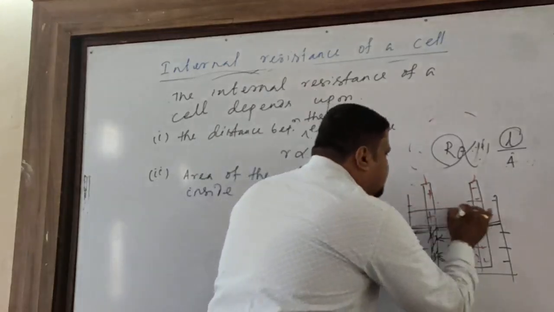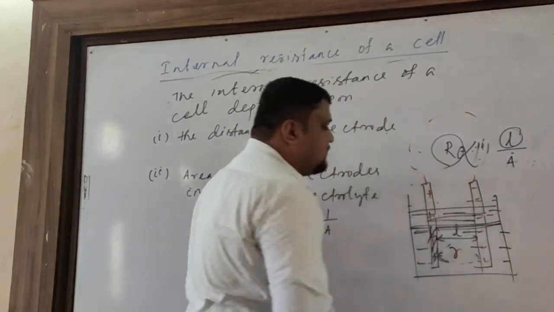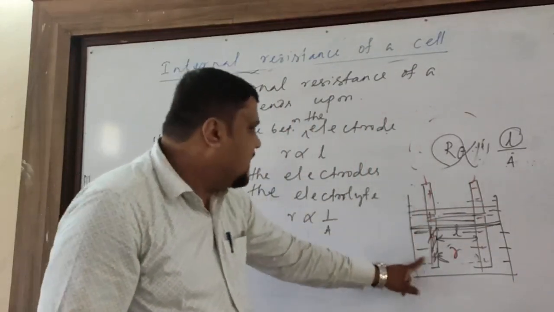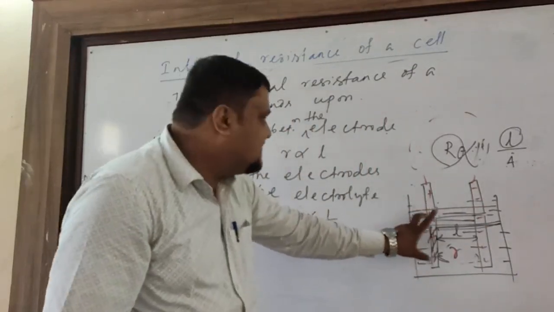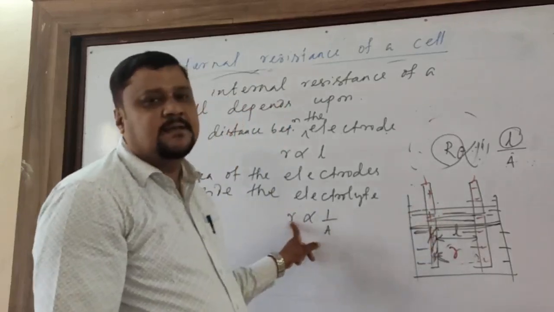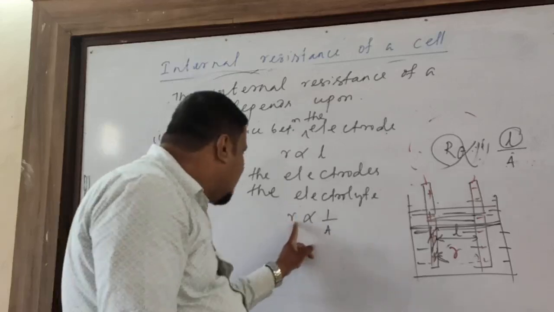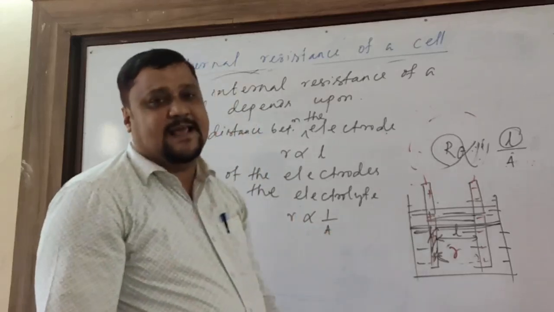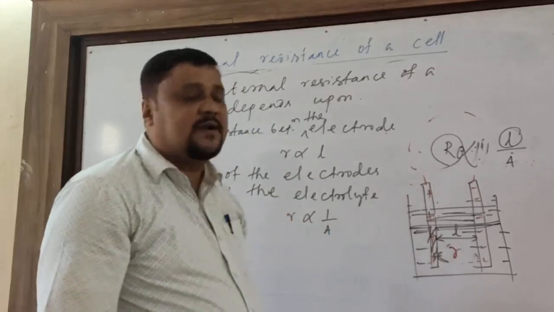Now suppose I close it. Now the electrolyte increases, means the area inside the electrolyte increases, area increases. So R is inversely proportional to A.